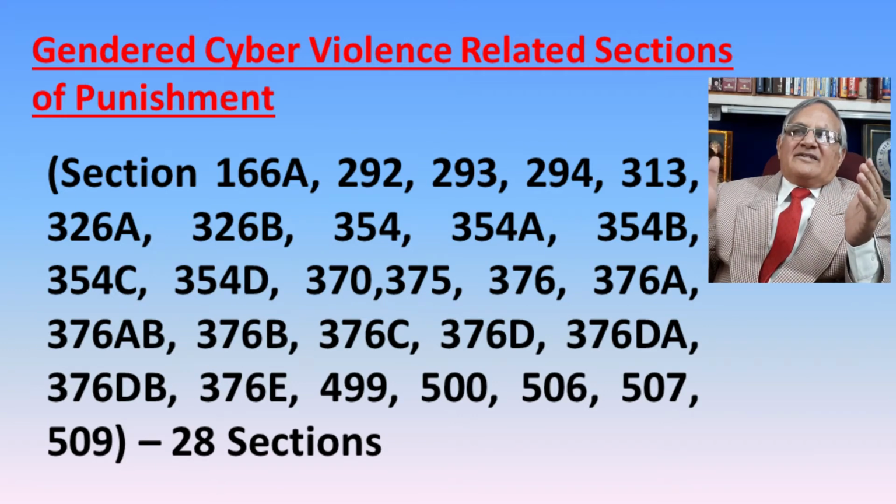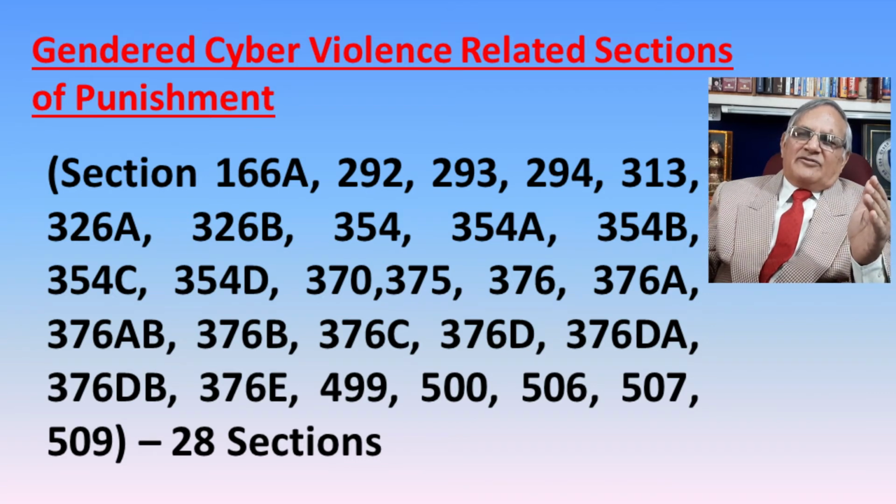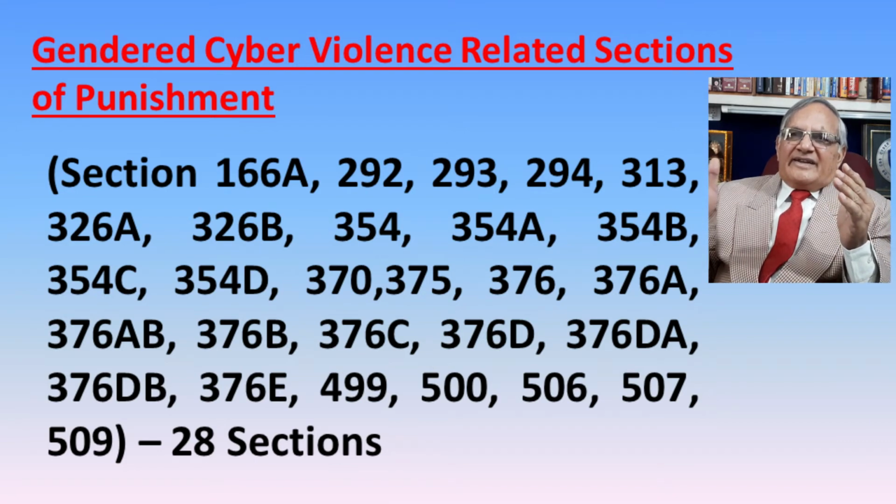Then we hear about gang rapes. In 376D there is the section on gang rape, where a woman is raped by one or more persons, then the punishment is imprisonment for natural life, but not less than rigorous imprisonment for 20 years. These are severe punishments. Then 376DA is the punishment for gang rape on a woman under 16 years of age. The imprisonment is for natural life and fine, and it is non-bailable, cognizable and non-compoundable.